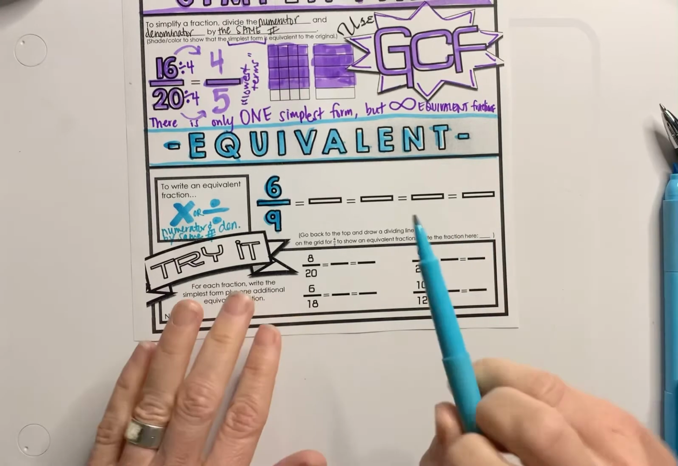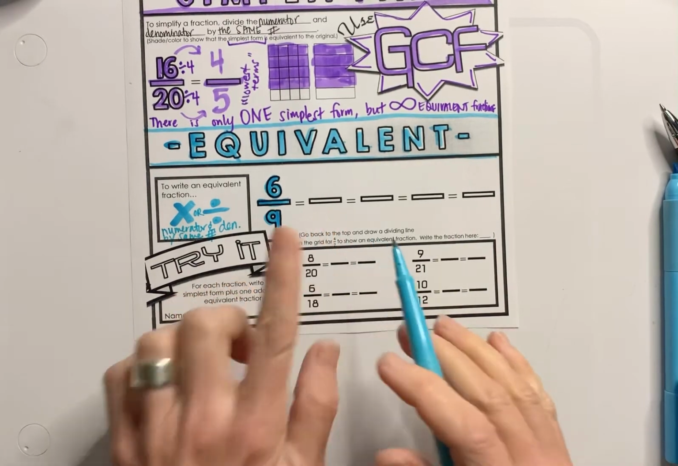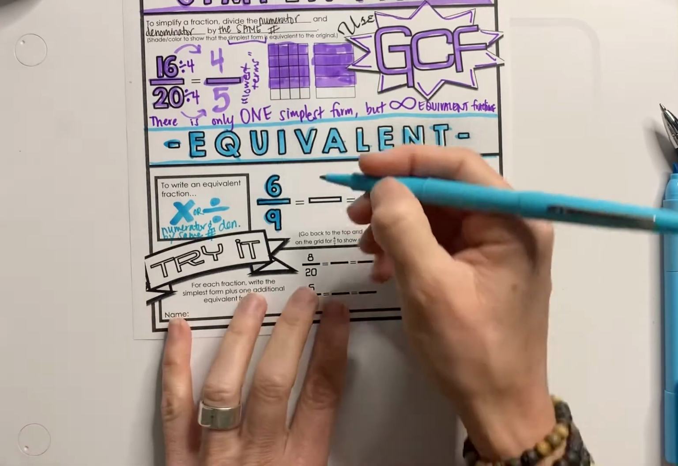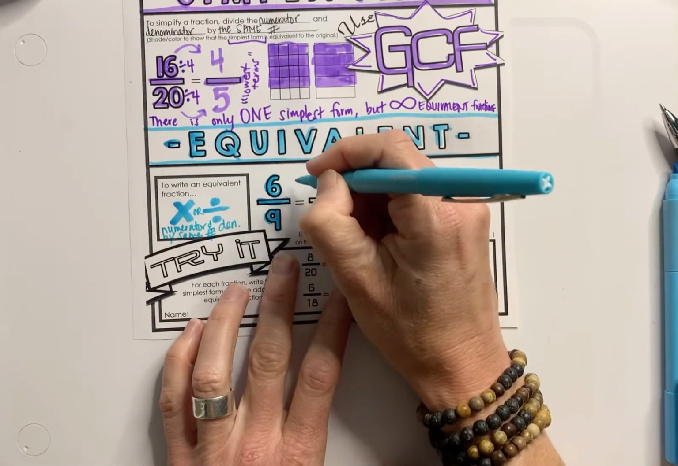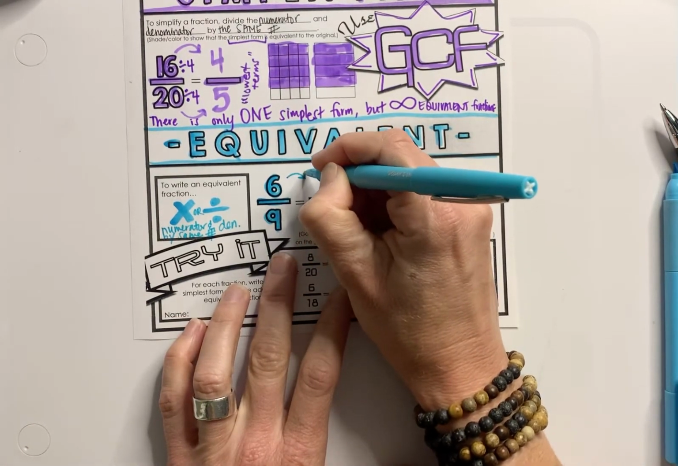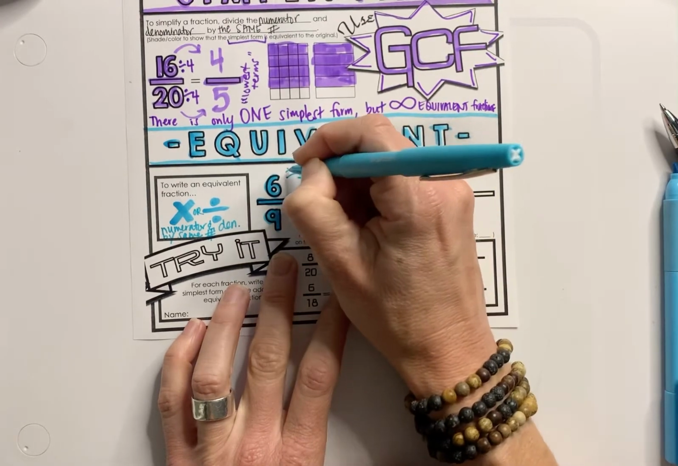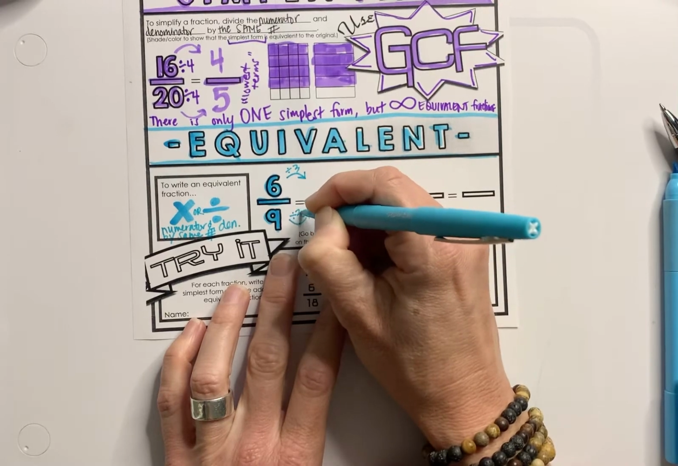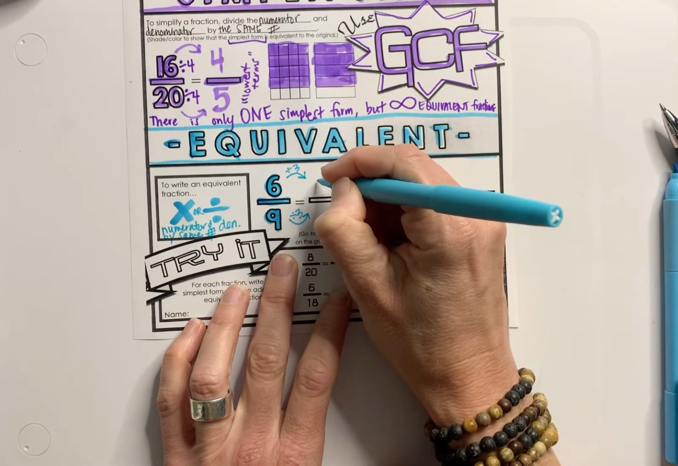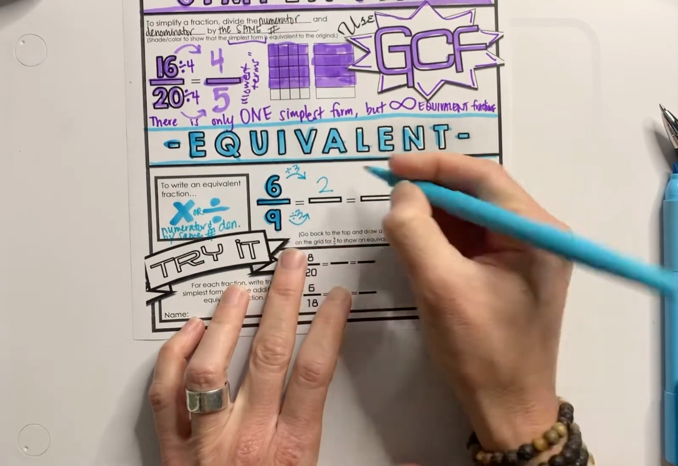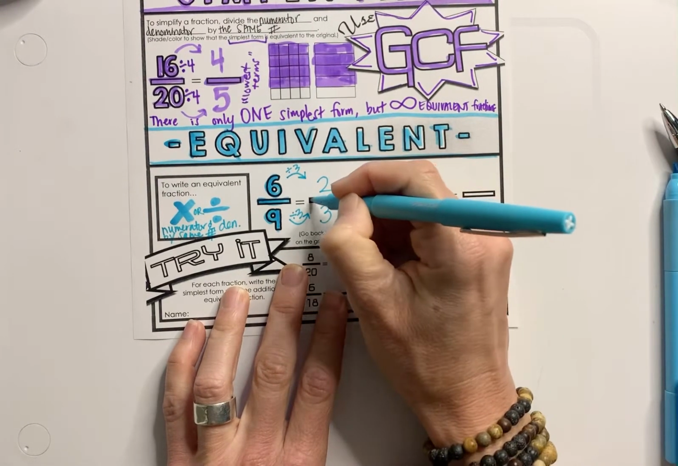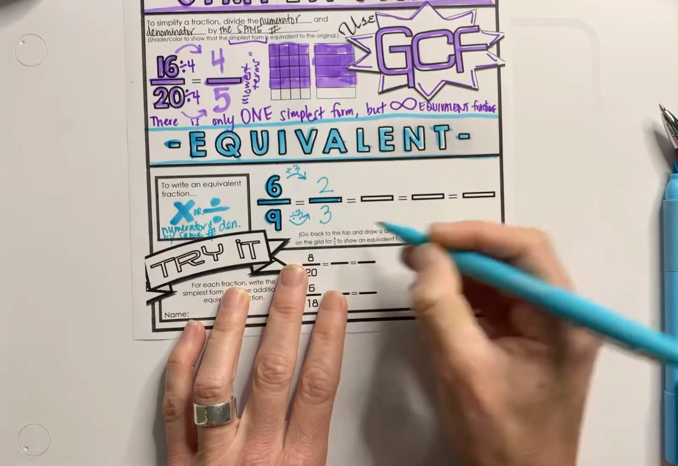So the first equivalent fraction I'll look to is the fraction that's in simplest form or the lowest terms. So I'm going to find the GCF. The GCF of these two numbers is 3. So I'm going to divide both the numerator and the denominator by the same thing, by 3. So 6 divided by 3 is 2. 9 divided by 3 is 3. So 2/3 is the lowest terms, but I can find a whole bunch more.